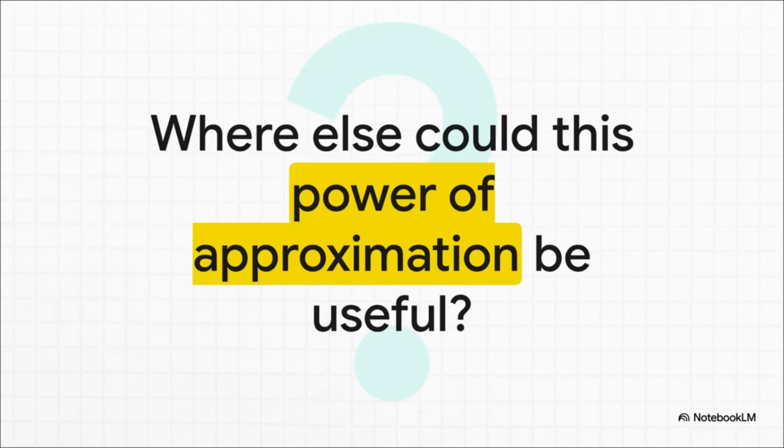When you step back and think about it, this whole process is a really powerful tool for approximation. We're taking a messy, complicated fraction and turning it into a simple polynomial that's pretty accurate, at least for small values of x. So that leaves us with a final thought. Where else, maybe in science or in engineering, could this power to approximate complex functions be an absolute game changer?